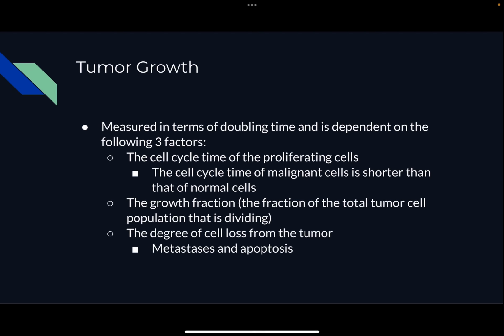So going into tumor growth, it's measured in terms of doubling time and is dependent on 3 factors. The first factor is the cell cycle time of the proliferating cells. The cell cycle time of malignant cells is a lot shorter than that of normal cells. The second factor is the growth fraction. This is the fraction of the total tumor cell population that's dividing. And the third one is the degree of cell loss from the tumor, like metastases and apoptosis.